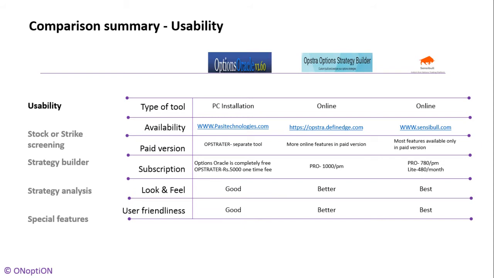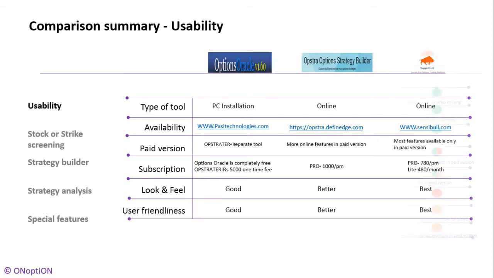Pro is 780 rupees per month, and Lite is 480 rupees per month. Look and feel and user friendliness, of course, Sensibull scores quite a lot, and Opstra is better, but OptionsOracle needs to go a long way in look and feel and user friendliness. So with usability, you can very well see Sensibull scores quite a lot.